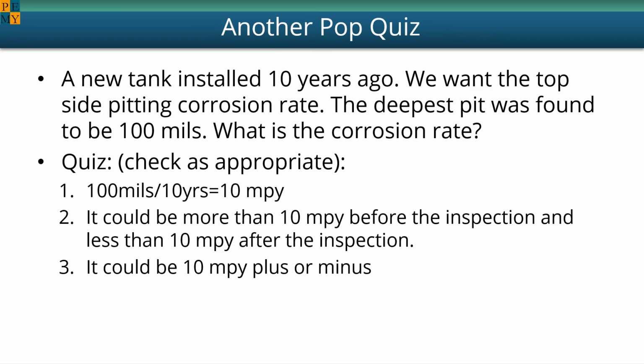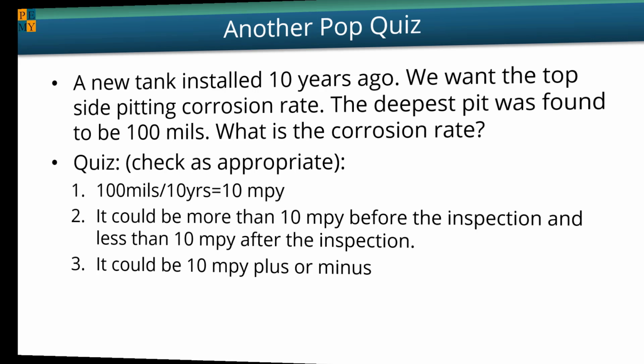Here's another pop quiz. A new tank is installed 10 years ago. We want the topside pitting corrosion rate. The deepest pit was found to be 100 mils. What is the corrosion rate? Check all that are appropriate. 1: 100 mils divided by 10 years is equal to 10 MPY. 2: it could be more or less than the 10 MPY before or after the inspection, respectively. And 3: it could be 10 MPY plus or minus.